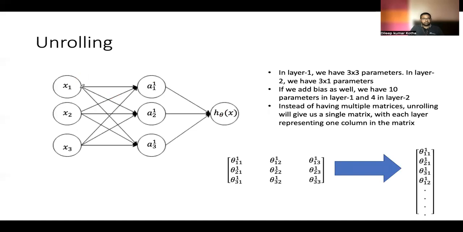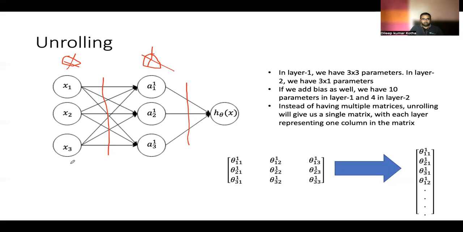Now let's take a look at the concept of unrolling. If we take a simple neural network as shown in the picture, in layer 1 we have 3x3, 9 parameters. And if we add the bias neuron as well, we'll have 10 parameters. And in layer 2, we have 3 parameters. And if we add the bias as well, we'll get 4 parameters. Let's ignore the bias for now, and just use the neurons available in the network.